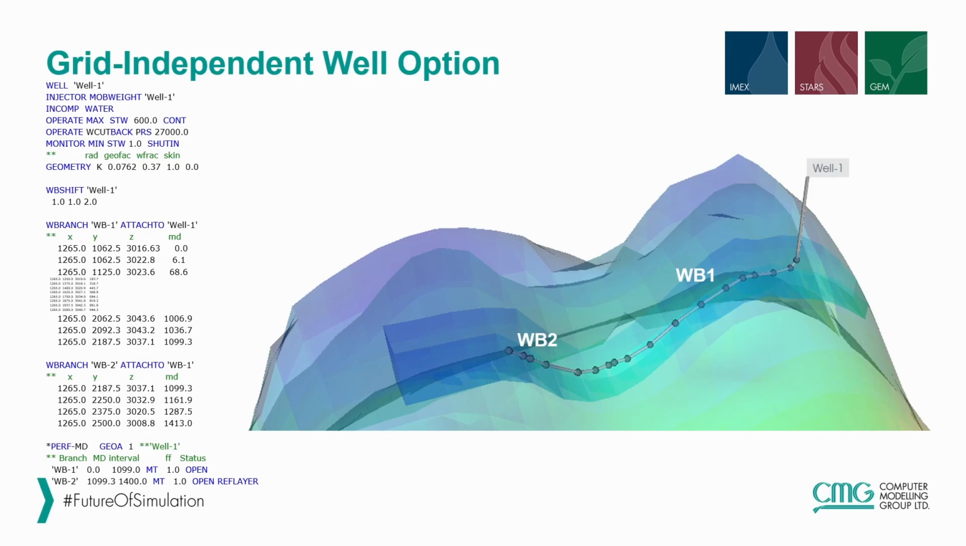In this case, we have an injector well with two sections, the first WB1 and the second WB2 attached to the WB1. To define the well shifting, we use the instruction WB_shift. To define the well trajectory, we use WBranch. And finally, to define the well perforations, we use perf_nd. Let's explain more in detail each of these instructions.